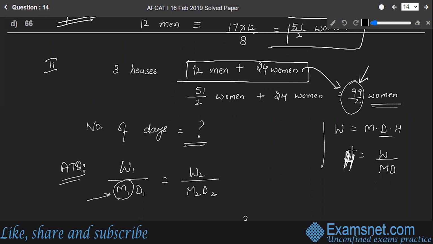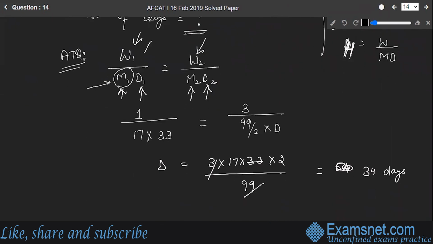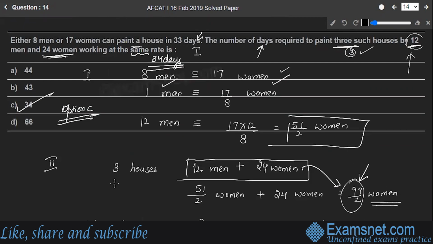So in either case, this is work done in the first case upon manpower divided by number of days is equal to work done in the second case upon the manpower into the number of days, right? So using the same thing, since it has said in the question they are working at the same rate, I can say W1 upon M1 into D1 is equal to W2 upon M2 into D2. Solving this, you will get the number of days as 34. So option C is the answer. Hope you're clear with this.